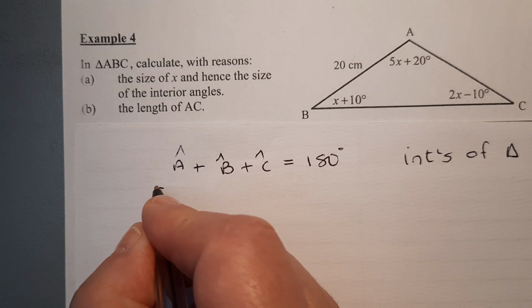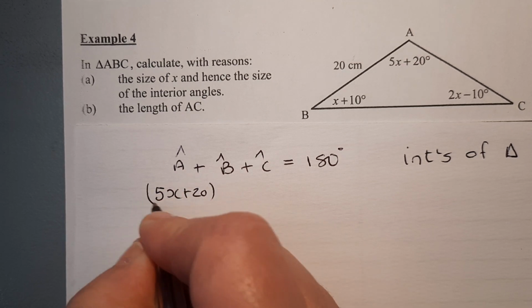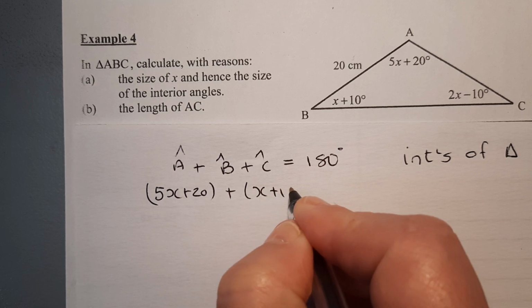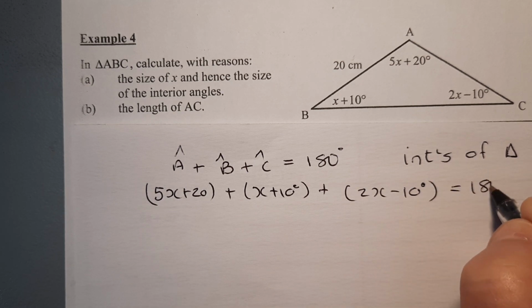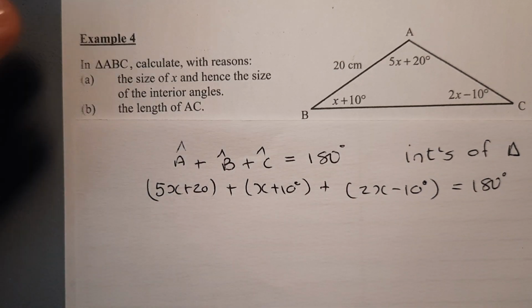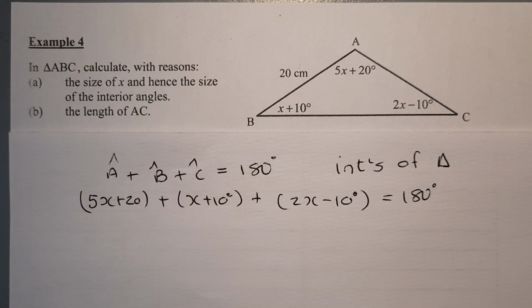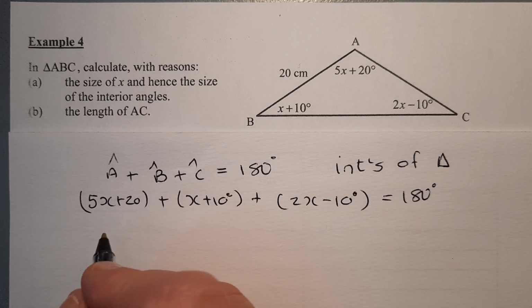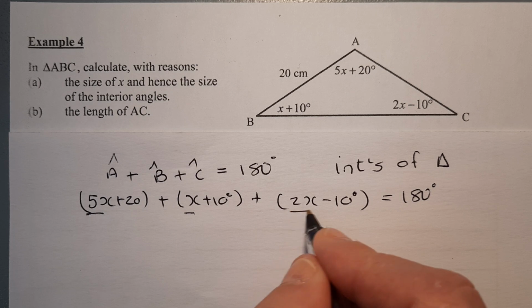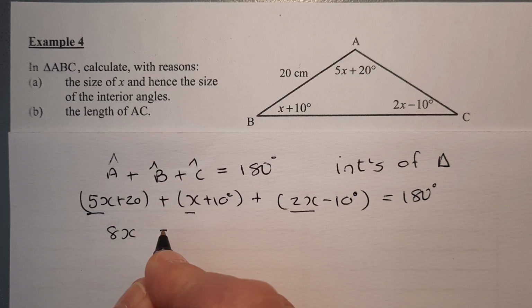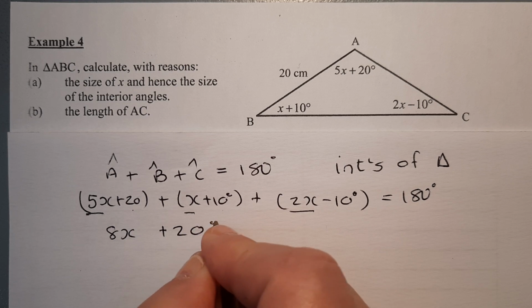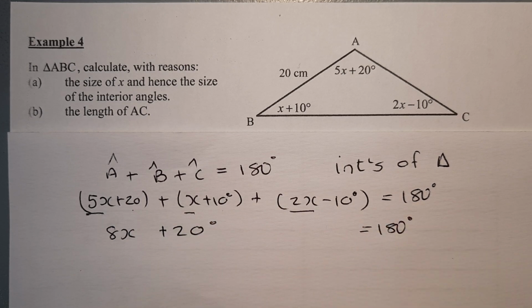So what is the size of angle A? 5x plus 20 degrees. B is x plus 10 degrees and C is 2x minus 10 degrees, is equal to 180. So we are setting up an equation which we are going to solve now. We have learned in algebra that we group our like terms together. So I have 5x and x and 2x, which is 8x. 20 plus 10 minus 10 is equal to 20. And that gives me 180 degrees.